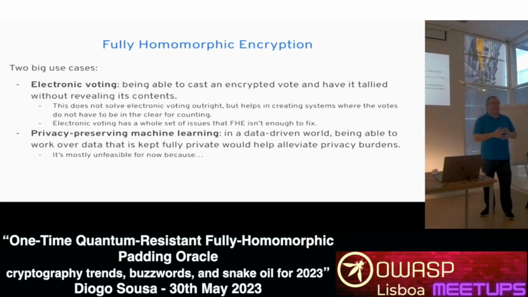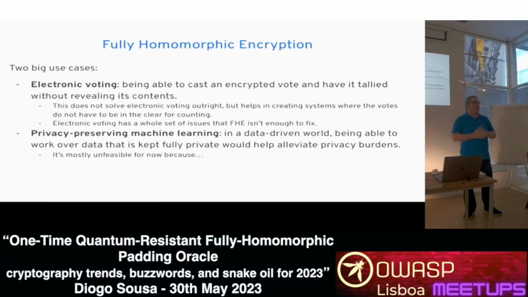So in a data-driven world, being able to work over data that is kept fully private would really help alleviate privacy burdens. So consider that you want to do, let's say, machine learning, which, as you all know, is just math, over a set of medical data. There are still privacy implications in that, even if you remove the patient's names and other identifying information, because, for example, if you're researching genetic disease, your genetic signature is unique and uniquely tied to you. So you might not want your genetic makeup shared across data sets or with other parties.